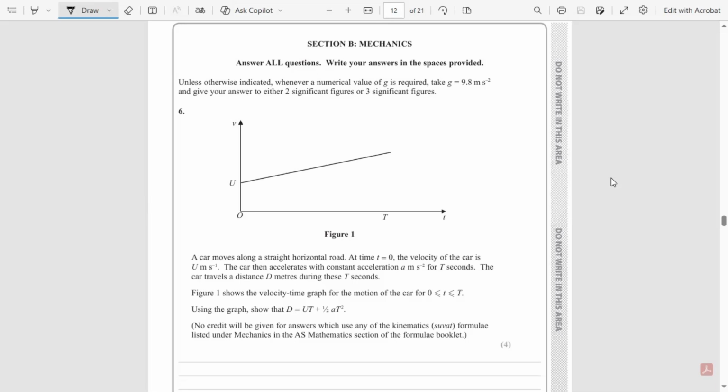Hi everyone. So in this video, we're going to work through a Year 12 mechanics question from the AS sample paper. And this question is about a velocity time graph and also some SUVAT equations.